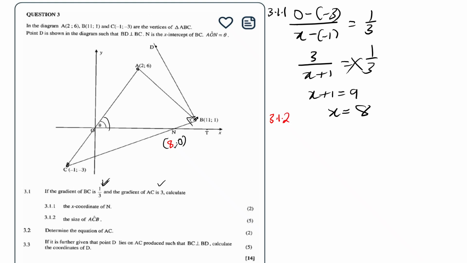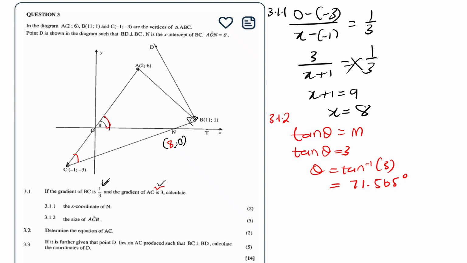3.1.2. The size of angle ACB. Remember, tan theta is equal to the gradient. Let's work out the value of theta first. We know the gradient of AC to be 3, therefore tan theta is equal to 3. Then theta is equal to what? To tan inverse of 3.